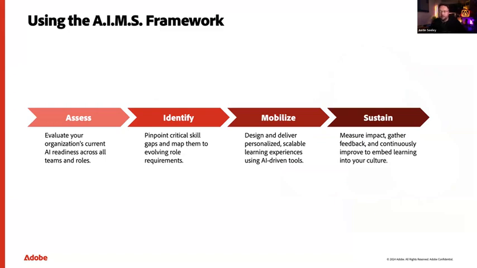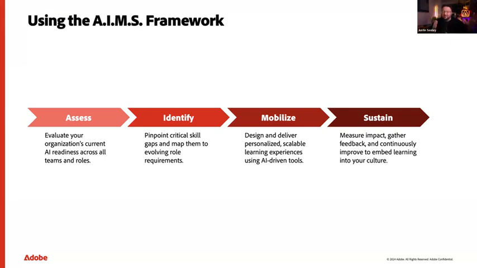And the way that we do that, I believe, is through using another framework called AIMS: assess, identify, mobilize, and sustain. So first, we evaluate your organization's current AI readiness across all teams and roles. So kind of taking that bird's eye view, where's everybody right now? How are they doing? What are they doing? Then we pinpoint critical skill gaps and map them to evolving role requirements.